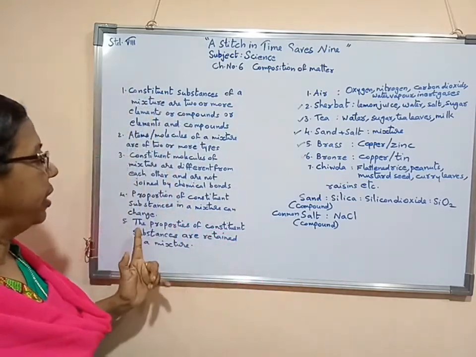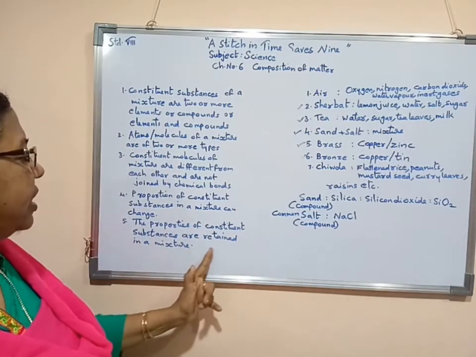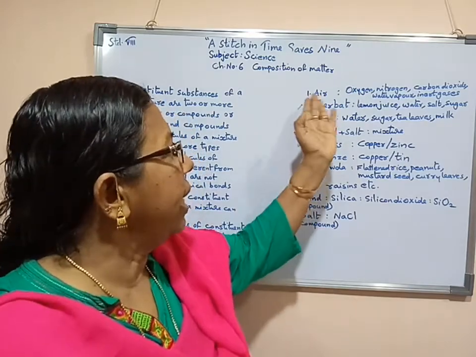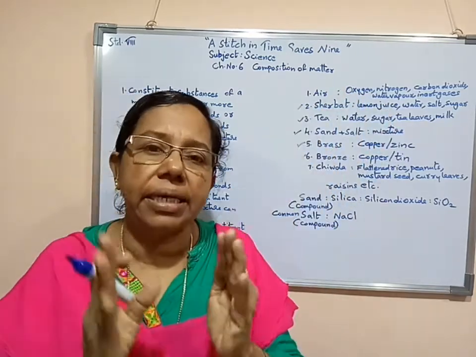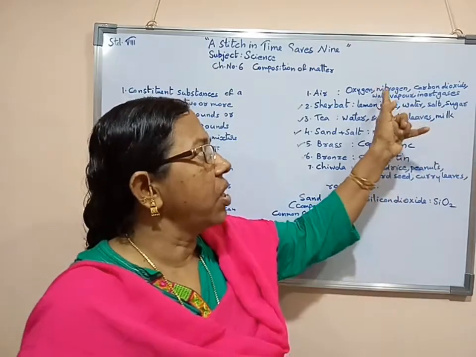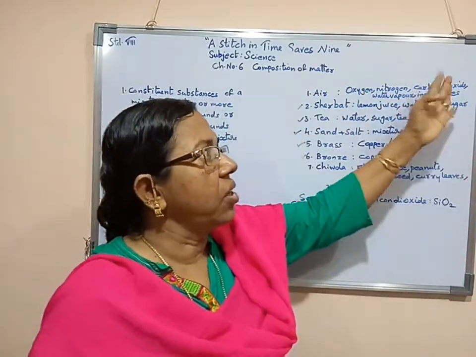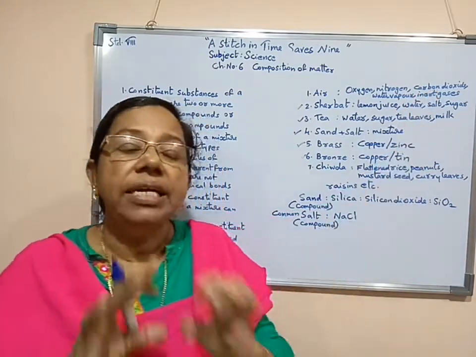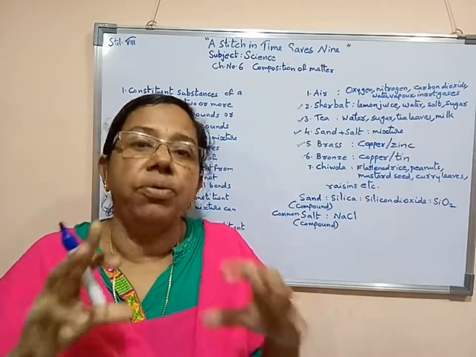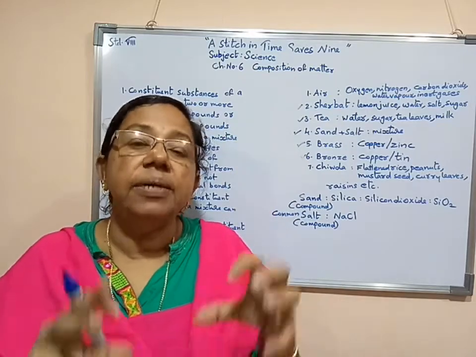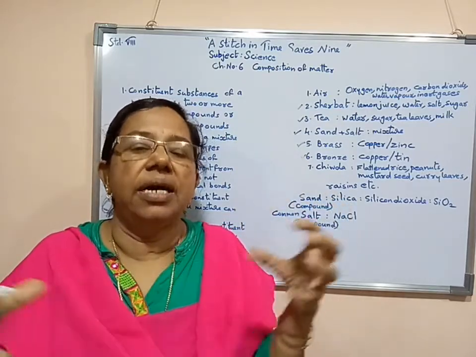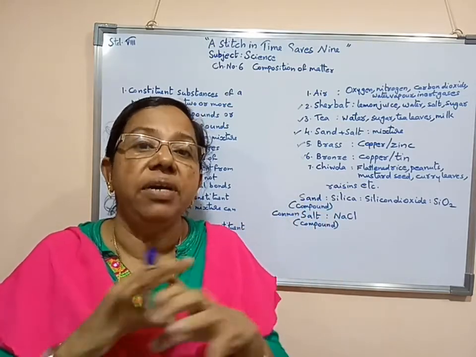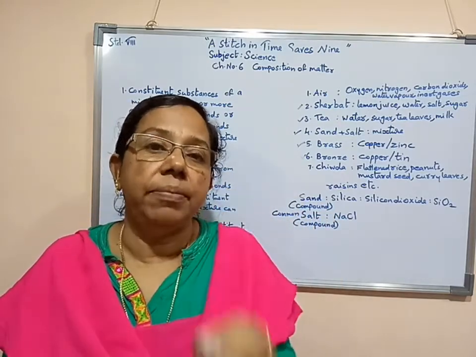Now the last point: the properties of constituent substances are retained in the mixture. In the air, oxygen is there, its character remains the same. Character of nitrogen remains the same. Character of carbon dioxide remains the same. Water vapor remains the same. Inert gases remain the same. Their property won't have any change. In a mixture, there will be different substances, atoms of different substances, molecules of different substances. Even then, their character remains the same.